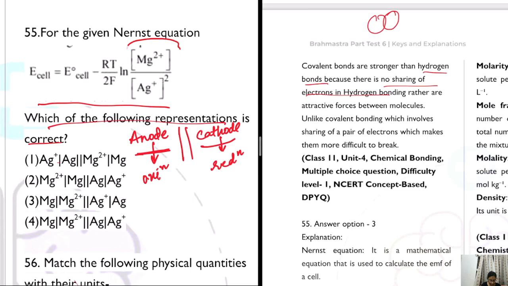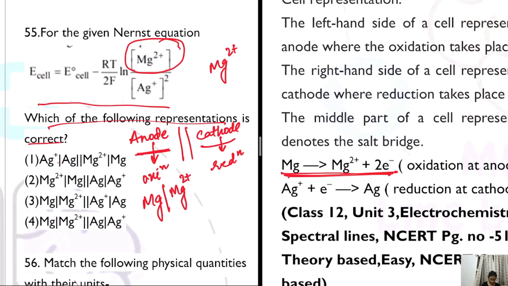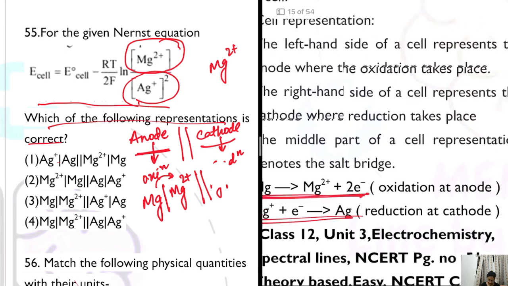In this, we know in the numerator we put the product. That is, if we are getting Mg2+, that means the reaction would obviously be this oxidation reaction, so it would come on the left-hand side. It would be Mg2+, oxidation is there. Then a salt bridge. And then see, this is reduction. So the reaction would be this, that is from Ag+ we are getting Ag.